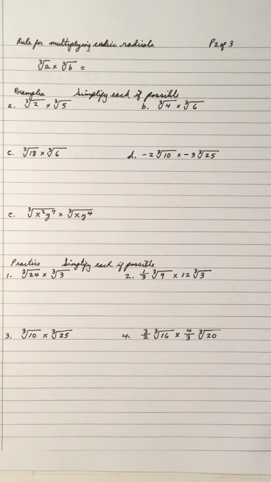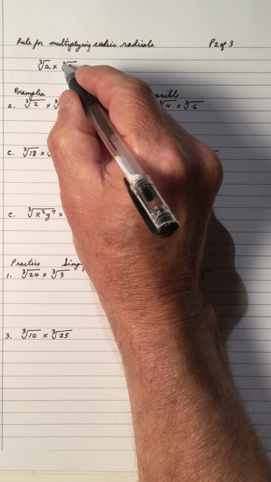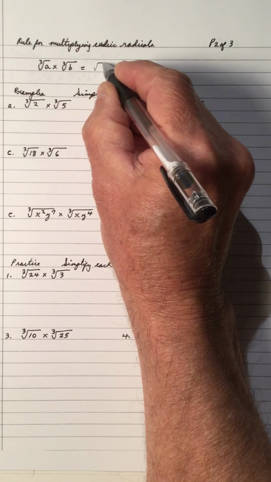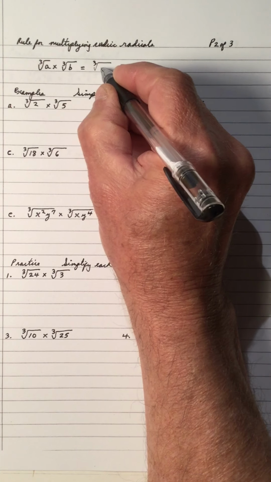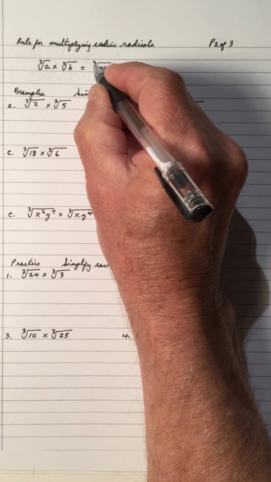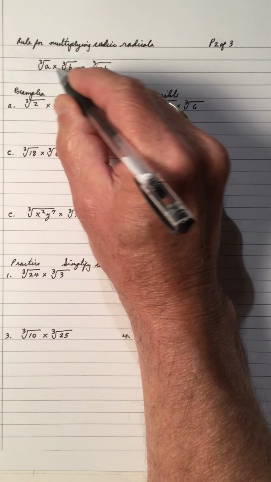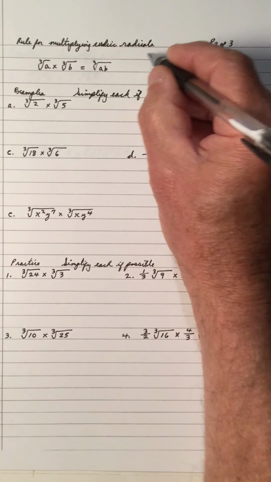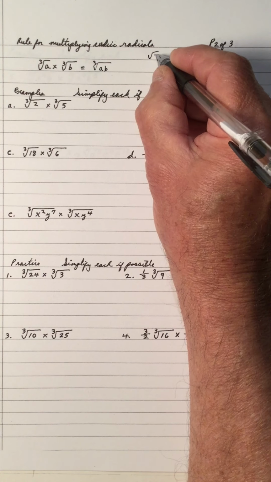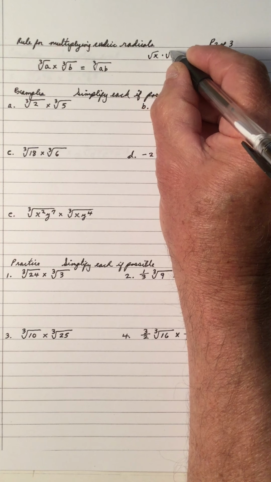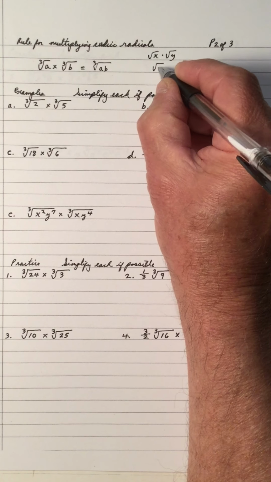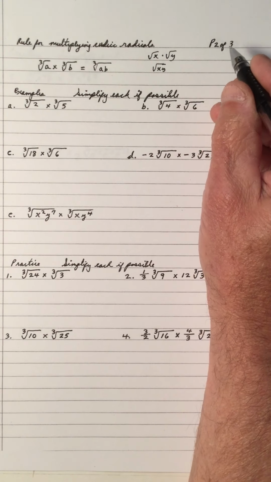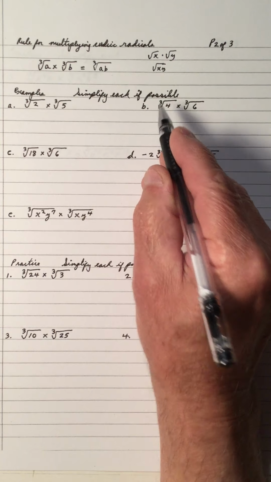The rule for multiplying cubic radicals is they both have to be cube roots, and you multiply the terms on the inside and keep the root. It's like when you multiply the square root of x times the square root of y. It's the square root of x times y. Same thing with cubes. Examples, simplify each if possible.